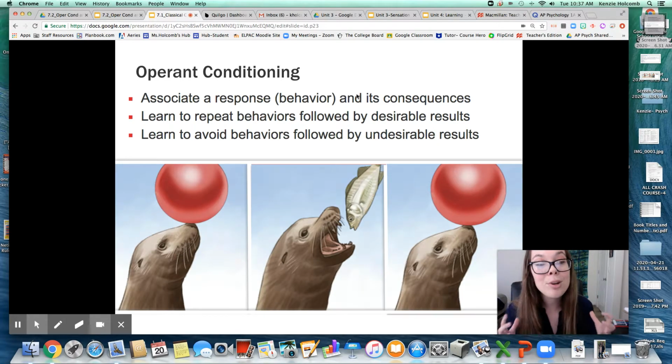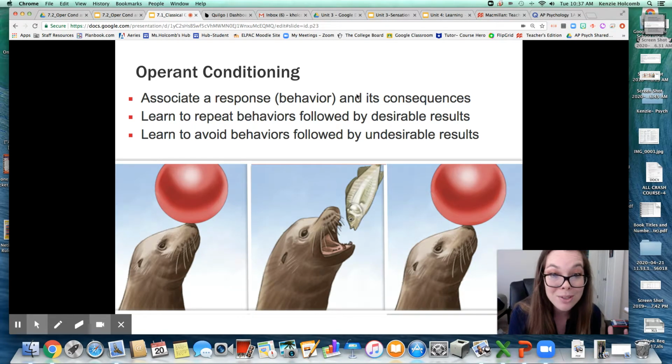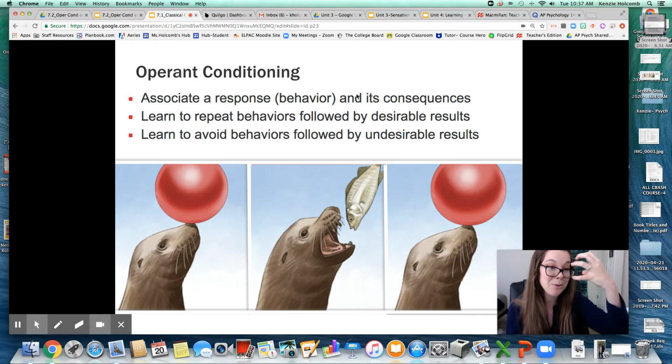Operant conditioning is voluntary, and it's the reward response. Think training pets, if you want to put a little blurb. This is where we learn to repeat behaviors followed by desirable results. So the seal knows that if I put this ball on my nose, this human is going to give me a fish as the result. So I do this behavior and I get a reward.